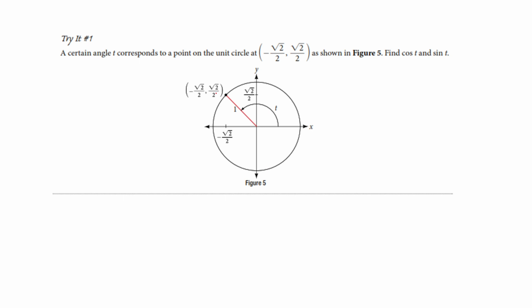Okay, so they've given us another point here. Now they didn't tell us the name of the angle, but we don't need it, because what they're asking is what is the value of the cosine and what's the value of the sine? Well, the cosine is the x, the sine is the y, so cosine of t must be equal to negative square root of 2 over 2. Sine of t must be equal to the positive square root of 2 over 2.